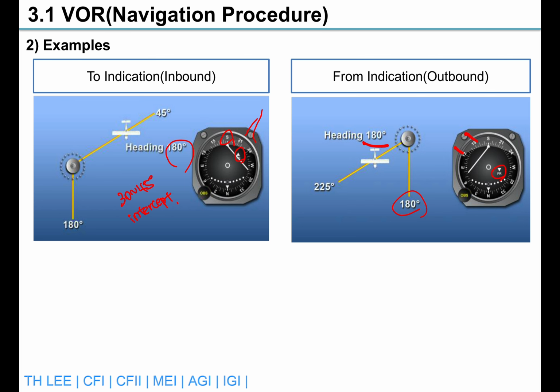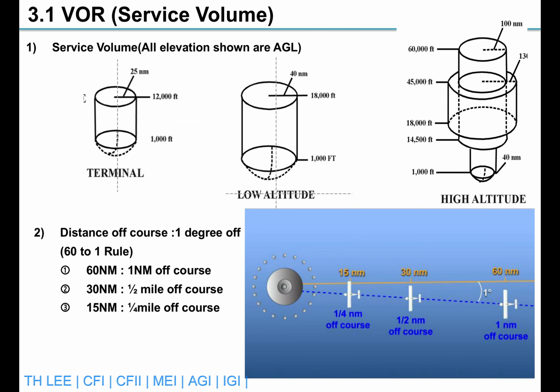Select your intercept angle. VOR service volume. Not all VORs provide the same usable range. They are classified as terminal, low altitude, and high altitude. A terminal VOR provides service from 1,000 feet AGL up to 12,000 feet AGL within 25 nautical miles. A low altitude VOR provides service from 1,000 feet AGL up to 18,000 feet MSL within 40 nautical miles.